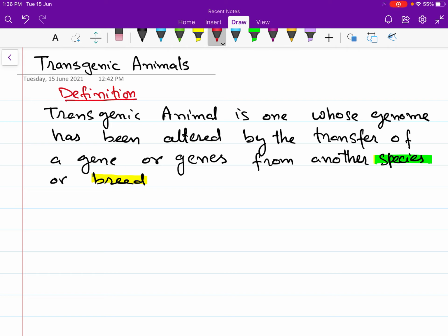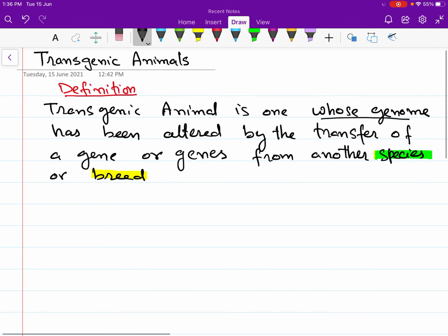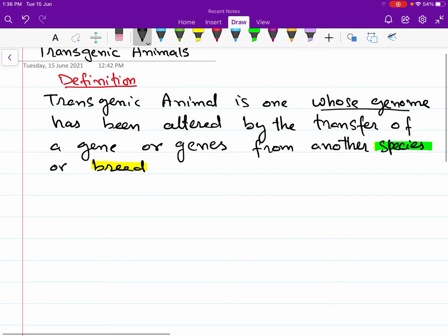A transgenic animal is the one whose genome has been altered by the transfer of a gene or a genus from another species or breed. So a transgenic animal is the one which carries a foreign gene, and that foreign gene or foreign genes can come from another species altogether, or they can come from the same species but of a different breed. So that will be a transgenic animal.